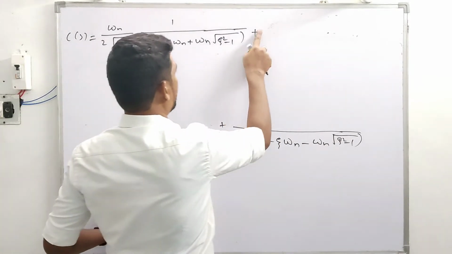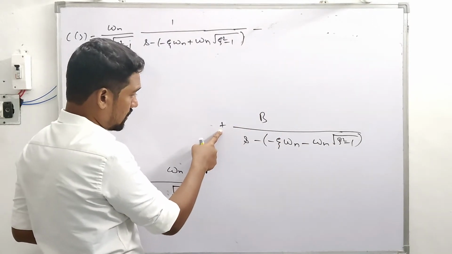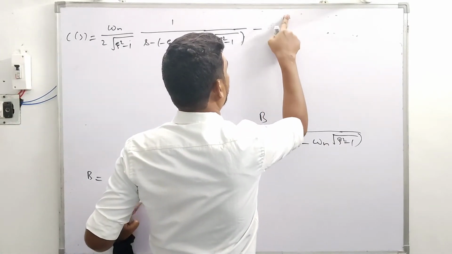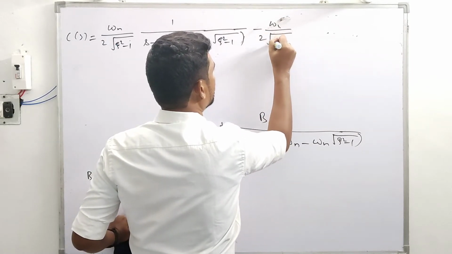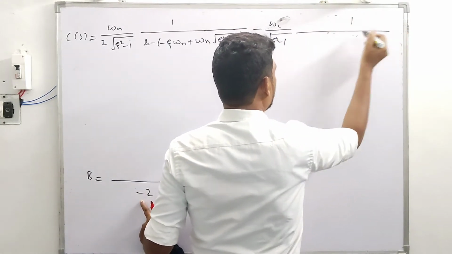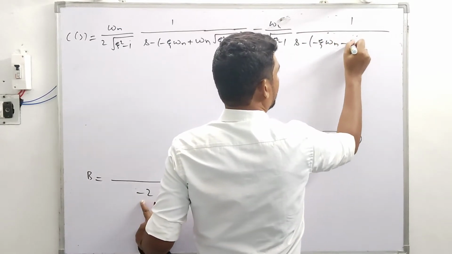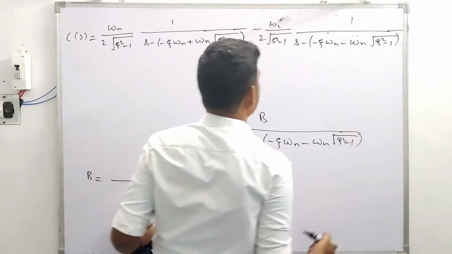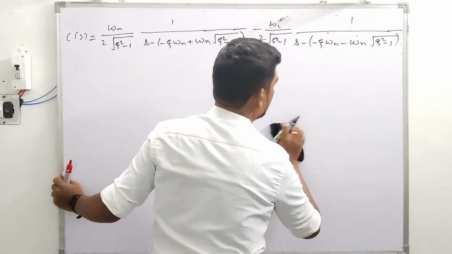Plus in the place of b we plug in this one, we have this negative, so it's no more positive, it's negative, that negative comes over here, because of the b value being this one, negative omega n upon 2 times under root zeta square minus 1, only in the place of b, and this appears as it is, 1 upon s minus of minus zeta omega n and minus of omega n into under root zeta square minus 1, close the bracket. So this is the deduction.